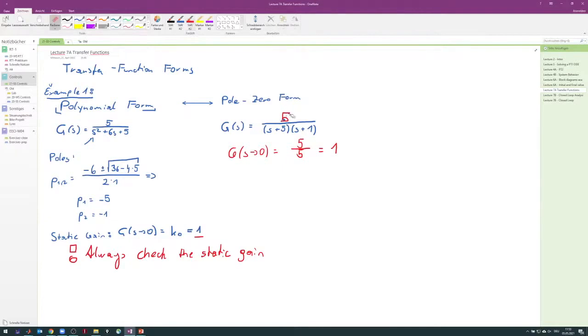Okay, 5. I don't know why my ruler is broken today. Okay, whatever.